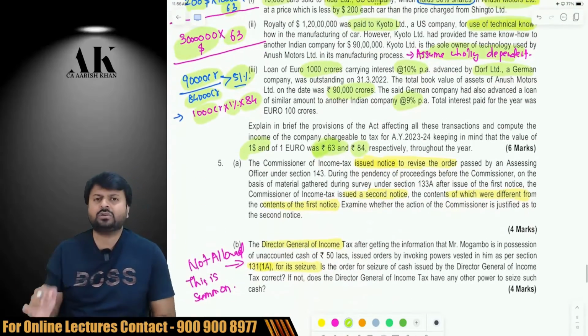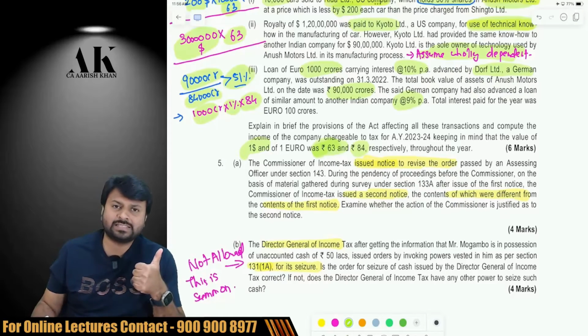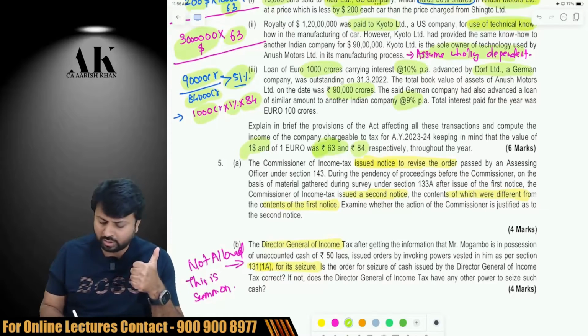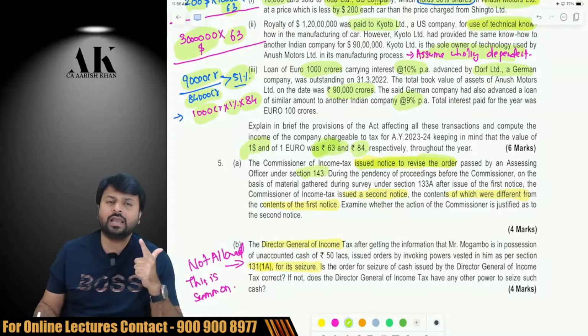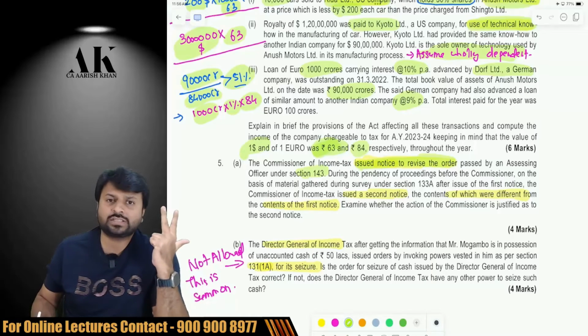Next question is a theoretical question. There was a Commissioner of Income Tax. See the sequence of events. Who issued a notice to revise an order under section 143, and therefore the revisionary proceedings under 263 were initiated.